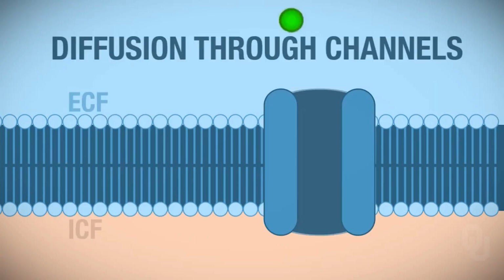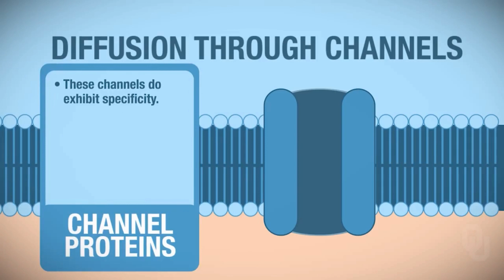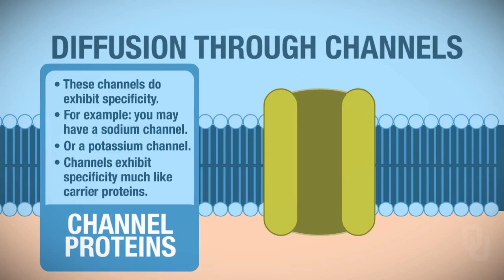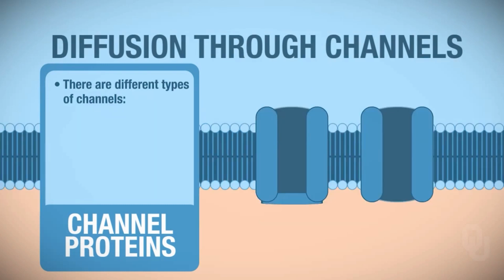How about diffusion through channels? So ECF and ICF are labeled for you. For example, you have a solute that goes through the channel. Again, that's very specific for one channel. So channel proteins also exhibit specificity. For example, you may have a sodium channel. Only sodium will pass through the channel. It's a sodium channel, very selective, very specific. Or a potassium channel, so it passes through the membrane. So channels also exhibit specificity, much like carrier proteins, but there is no conformational change that happens, as opposed to facilitated diffusion.